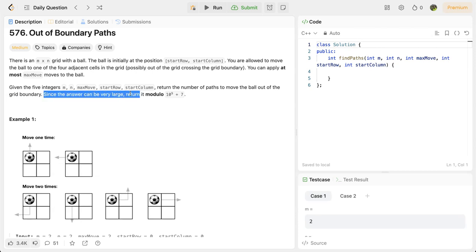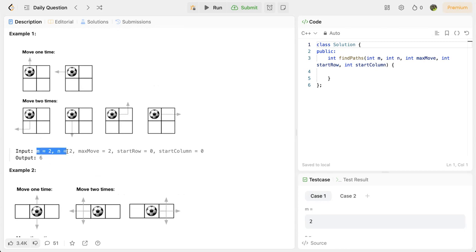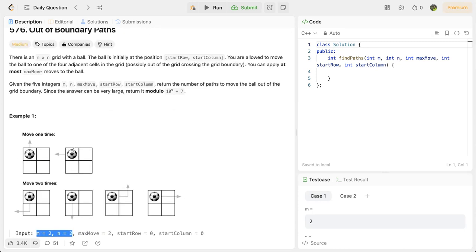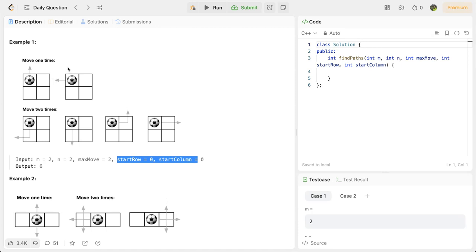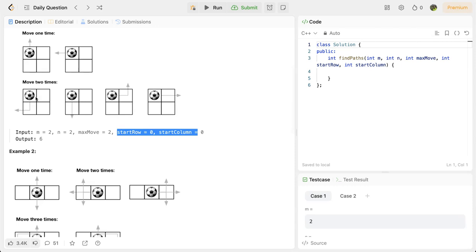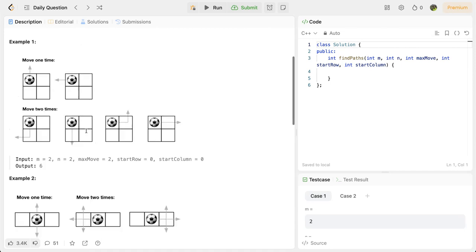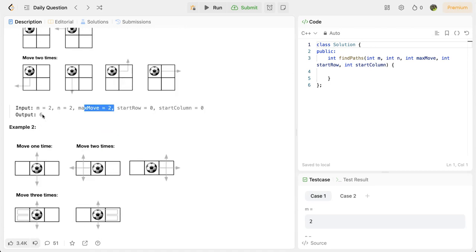Since the answer is going to be very large, you should return the answer modulo a very big prime number. Let's look at the example. This is a 2x2 grid, max moves 2, and the start row and column is 0 and 0. If we make one move, we can go outside of the grid in 2 different ways. With 2 moves, we can do 4 different ways: down left, down down, right up, right right. So this is 6 different ways.